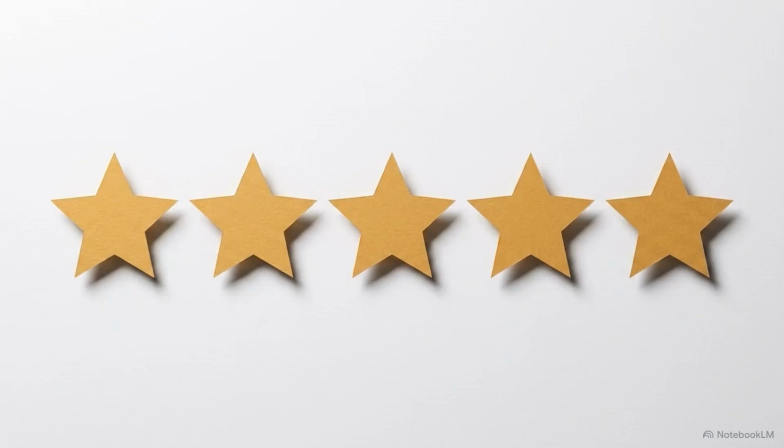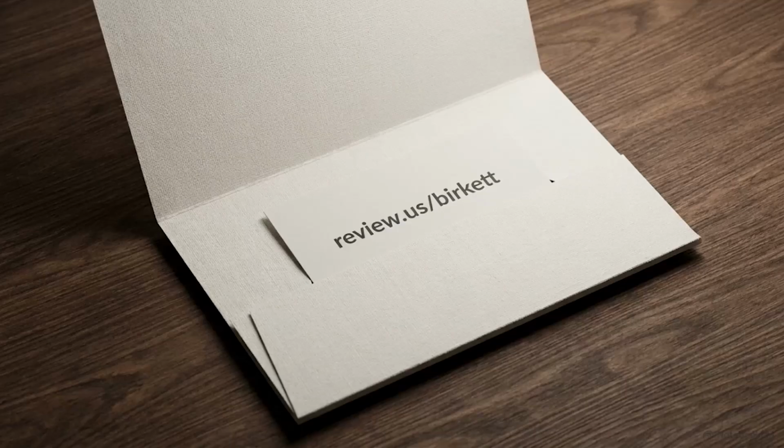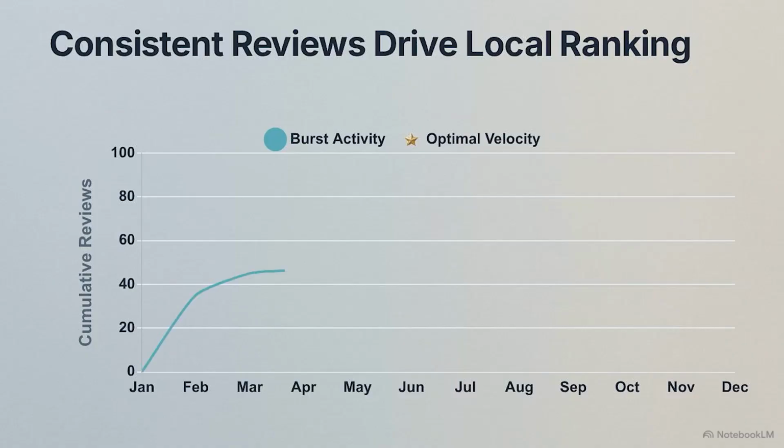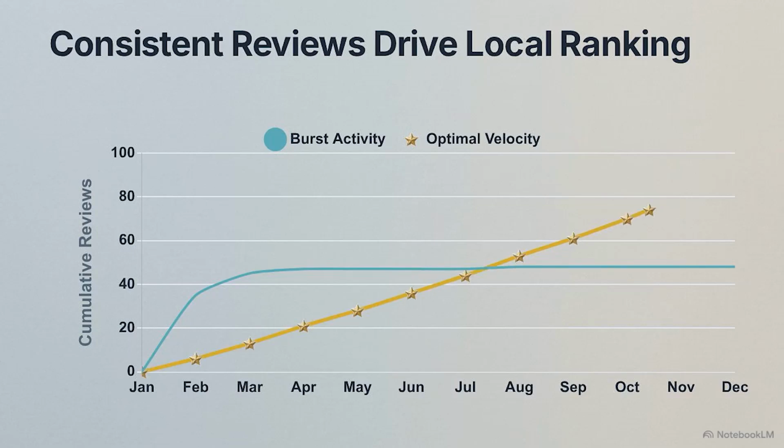To build prominence, you need an ethical process for requesting reviews. The lowest friction method is sending a direct link accompanied by a personal note a few days after the service, once the family has had space. This graph illustrates review velocity. Notice the line that spikes and flatlines. Google prefers a smooth, steady upward angle, proving continuous community service.